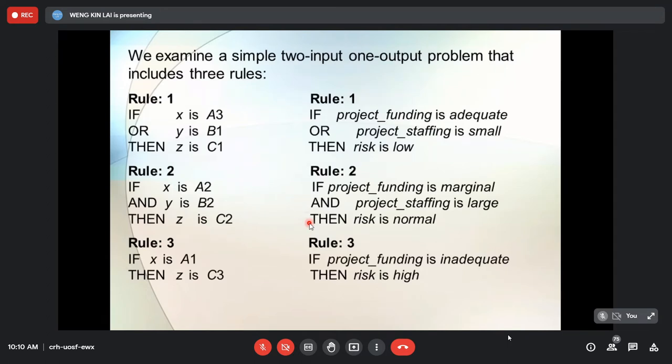So let's look at the example of a simple, again, two inputs, one output problem that now has three rules. So we have two sets of examples here, consisting of three rules. Actually, I would say it's the same. I'll explain why. On the left-hand side, rule number one: if X is A3, or Y is B1, then Z is C1. Rule number two: if X is A2 and Y is B2, now using the AND function instead of OR, then Z would be C2. Finally, rule three: if X is A1, then my Z should be C3.